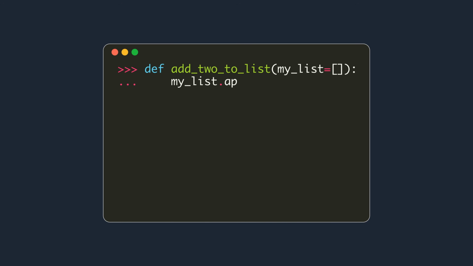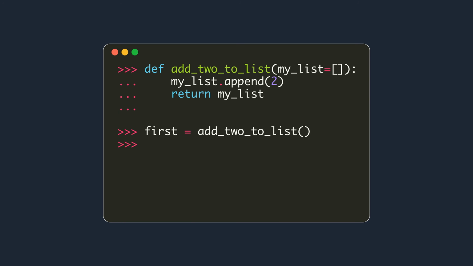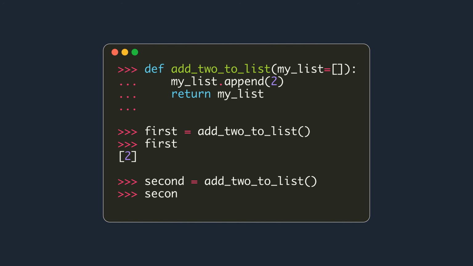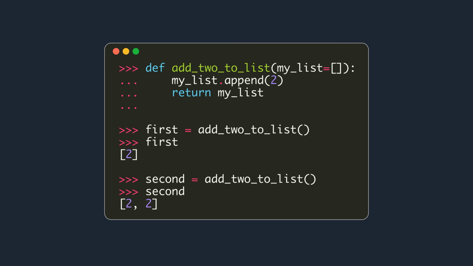Python allows you to define a default value for a parameter when defining a function. Here, if the user calls the function add2list without any arguments, the value of my_list will be an empty list. Then we append 2 to this list and return a reference to this list. As expected, when you call the function for the first time, you get a list with a single element. When you call the function a second time, it returns a list with 2 elements instead of 1. This is probably not what you wanted.